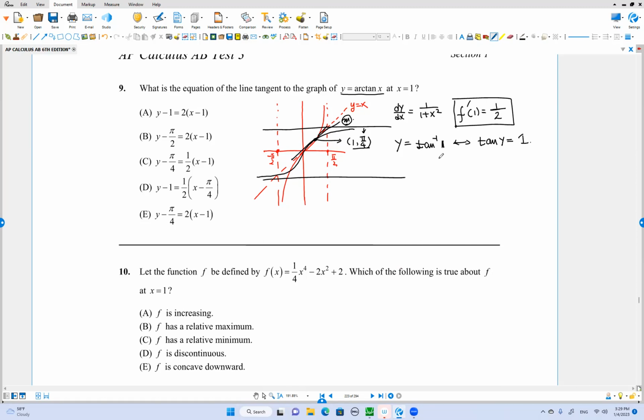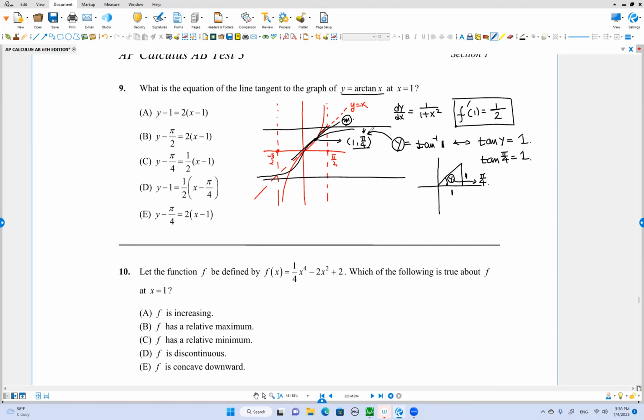Are you okay with this? Tangent y equals 1, which is positive, right? For what value of y angle is the tangent 1? Tangent of the angle is 1 over 1. So the value of y is what? Pi over 4, 45 degrees, isn't it? Because we know that tangent of 45 degrees, which is pi over 4, is 1. So the angle must equal pi over 4. That is the value of y.